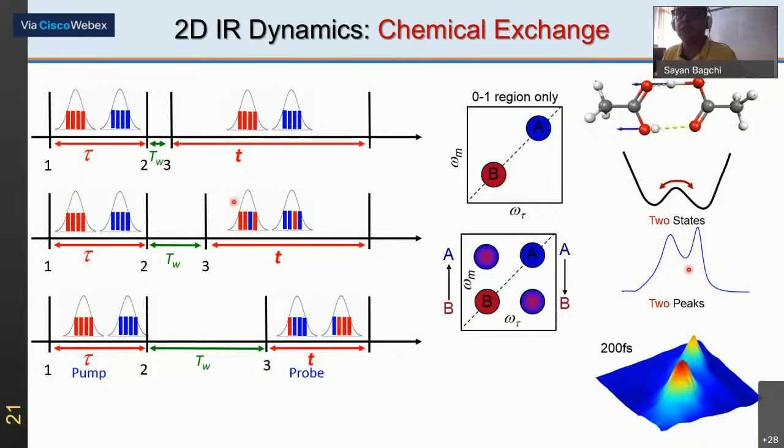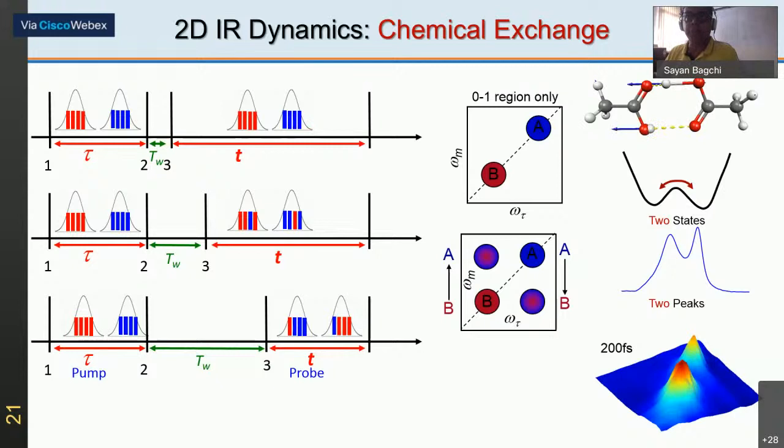Now if you think in terms of 2D IR, we have two different distributions. Let's say the red is the hydrogen bonded and the blue is the non-hydrogen bonded. If we have a very small time delay, much smaller than the hydrogen bond making and breaking dynamics, the hydrogen bonded system will remain hydrogen bonded and the non-hydrogen bonded system will remain non-hydrogen bonded. In other words, the red and the blue will not change distributions.